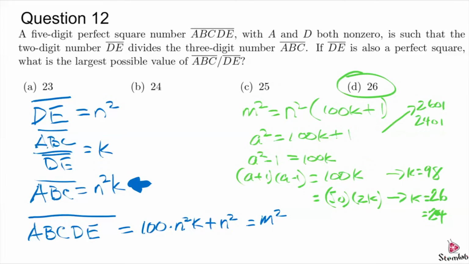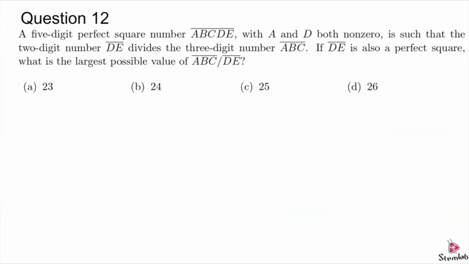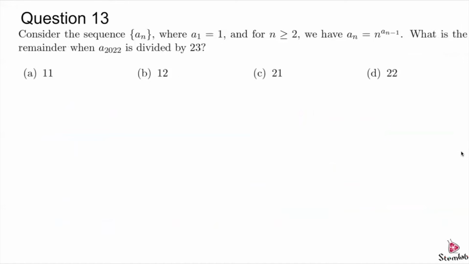Okay. Moving on to the next question here. Question 13. Consider the sequence a sub n, where a sub 1 is equal to 1, and for n greater than or equal to 2, we have a sub n equals n raised to the a sub n minus 1. What is the remainder when a sub 2022 is divided by 23?